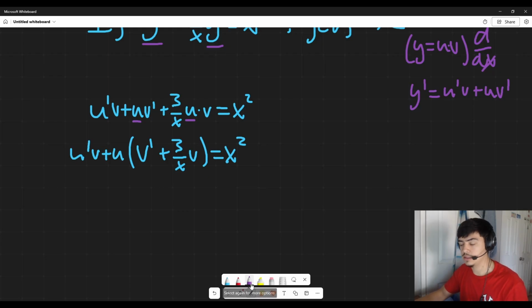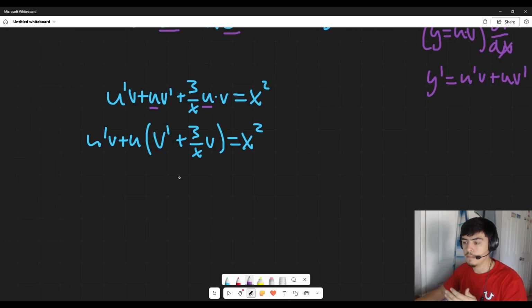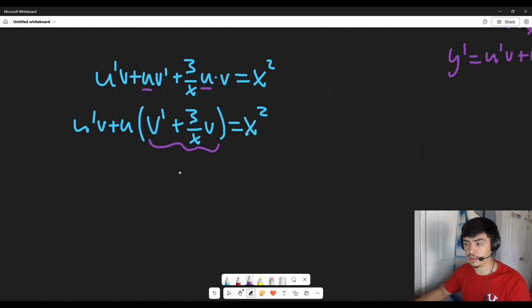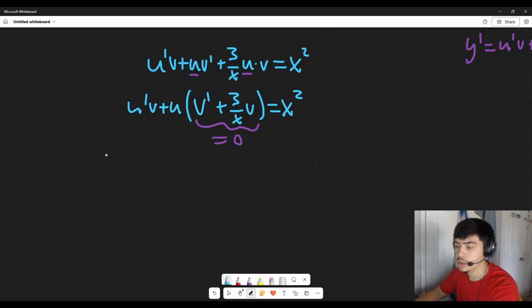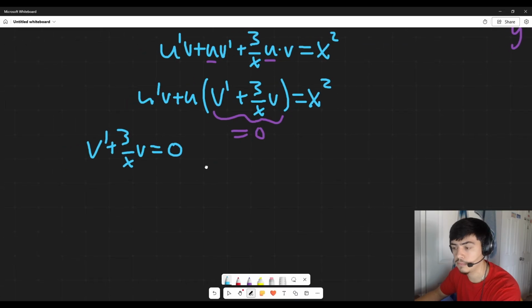Now, this next step is going to be a little bit confusing the first time seeing this, but we're going to take this whole expression in here and set this equal to 0. Okay? We're going to set it up as an equation and deal with it. So we're going to work this on the side. We get v prime plus 3 over x times v equal to 0, right? We set it equal to 0.